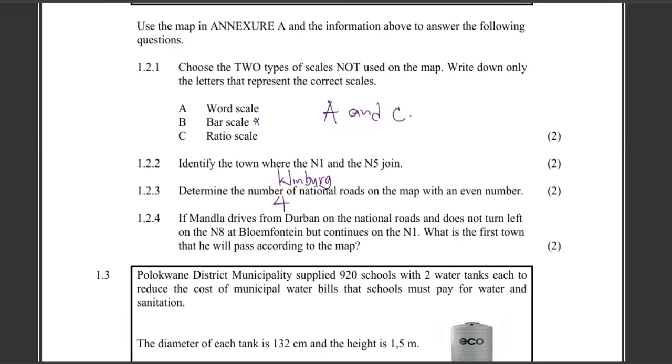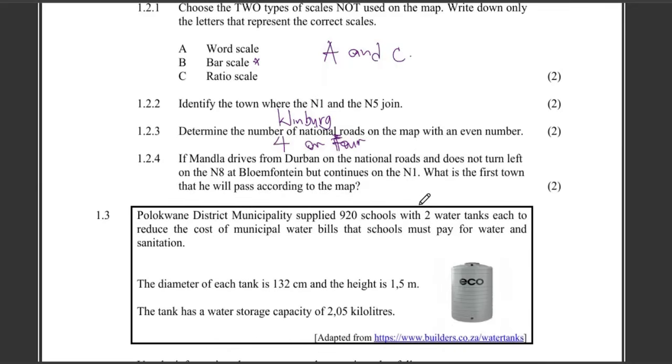You can write 4 national roads, or you can write it in words if you want, but a figure is fine also. Okay. If Martha drives from Durban on national roads and does not turn left, you understand? Then it does not turn left onto N8 at Bloemfontein, but continues on N1. What is the first town he will meet?